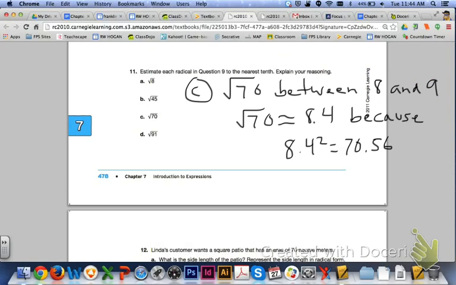If we take a look at letter C, the square root of 70, we said in number 9 that we were going to use the perfect squares 64 and 81. The square root of 64 is 8. The square root of 81 is 9. So we know that our answer is going to be between the numbers 8 and 9. The square root of 70, again using trial and error, is going to be approximately 8.4, because when we square that decimal, we get 70.56. That's going to get us as close as we can to 70.